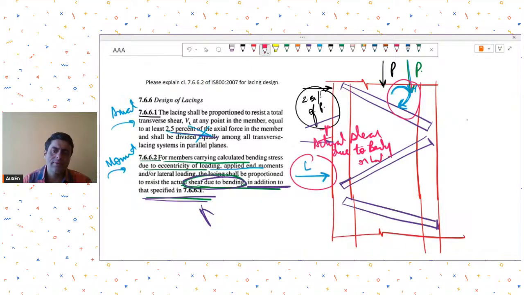So is this provision now clear? Okay. So that is what it means.